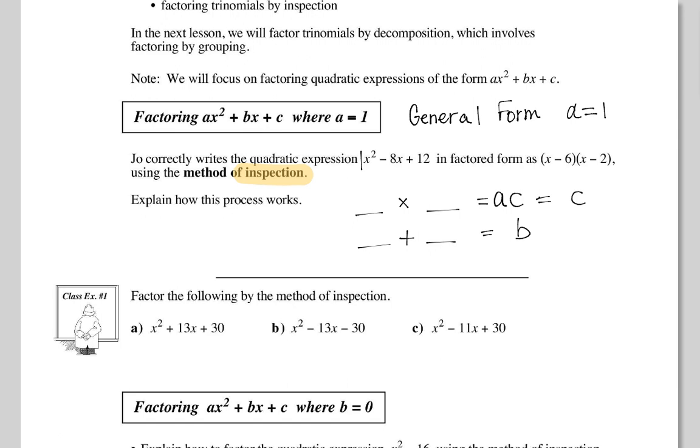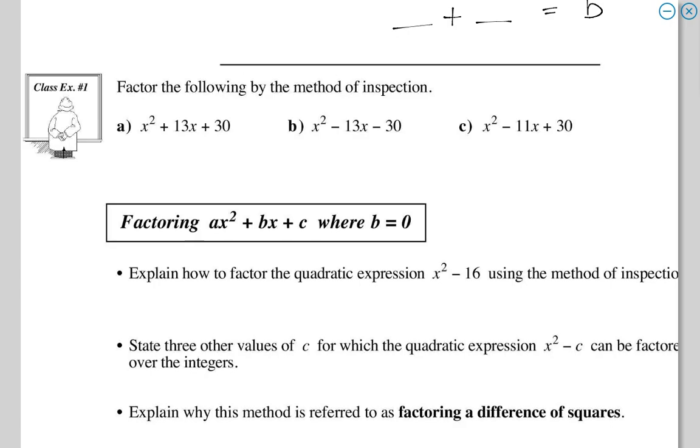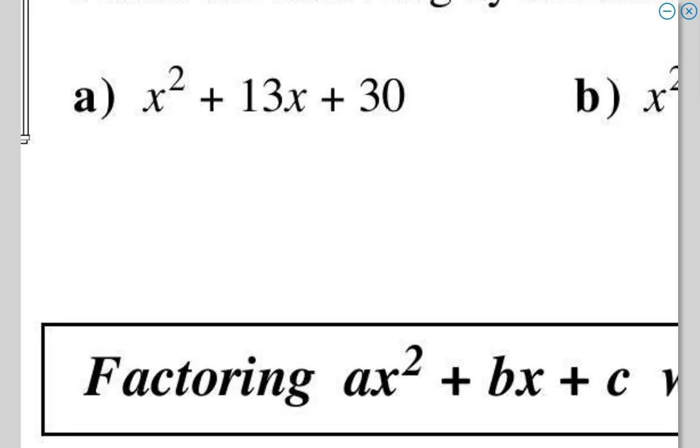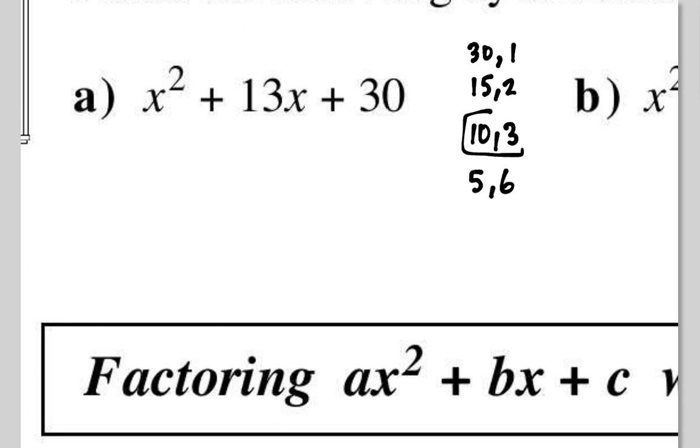So if we look at the first few examples, what two numbers are going to multiply to 30? Okay, well we have 30 and 1. That's not going to get me to 13. 15 and 2. Ooh, that could get me to 13 maybe if 2 is negative. But I don't think that one's going to work. Got 10 and 3. 5 and 6. 10 and 3, that's the one.